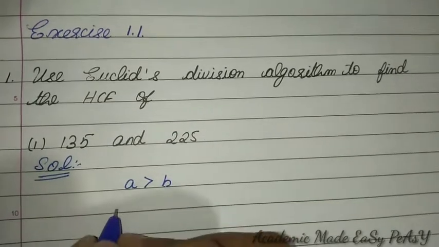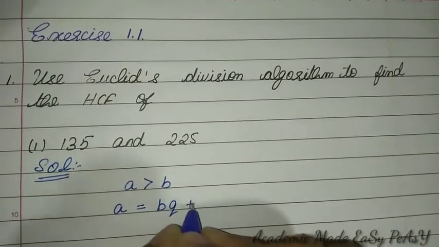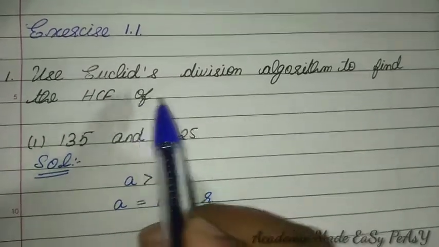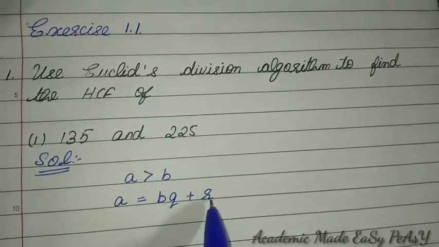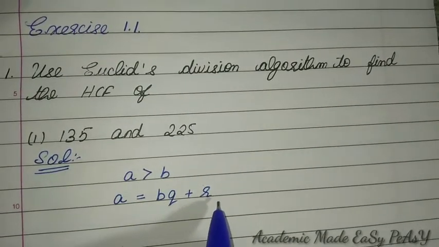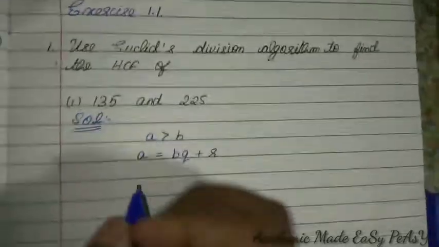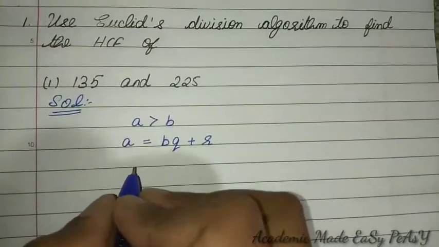B. Okay. So my equation will be A is equal to BQ plus R. Using Euclid's division algorithm, I have written this. You can even write C is equal to DQ plus R. But I am using here A is equal to BQ plus R. Okay. Whatever you use, it's correct.